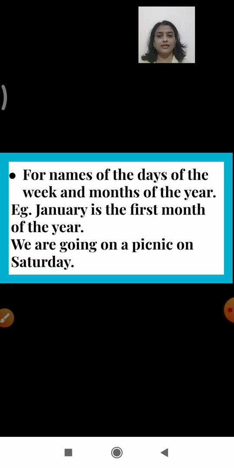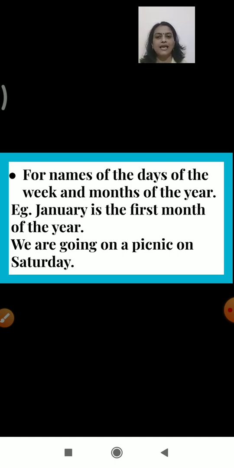We also use capital letters for names of the days of the week and months of the year. For example, January is the first month of the year. So we have included here January, J capital. Yeah, it is the beginning also. So capital, and in other ways also we write month of the year in a capital. Then the next is, we are going on a picnic on Saturday. Now Saturday, it's coming later on, right? But still we write names of the days of the week also in capital.